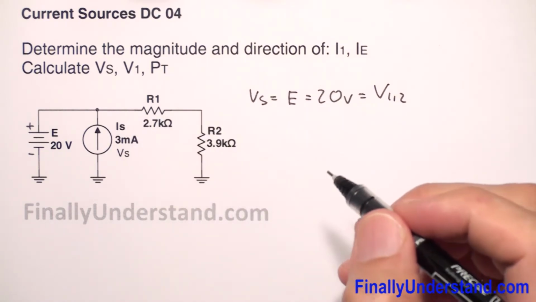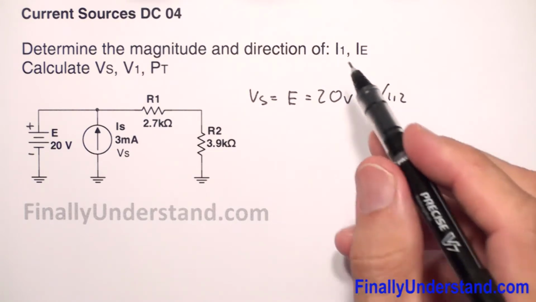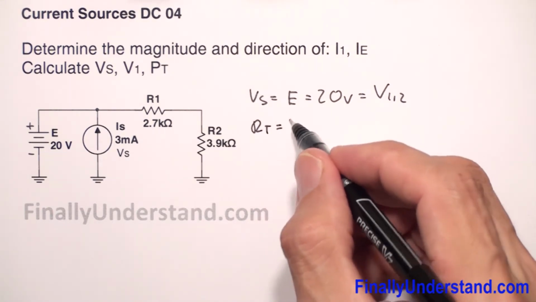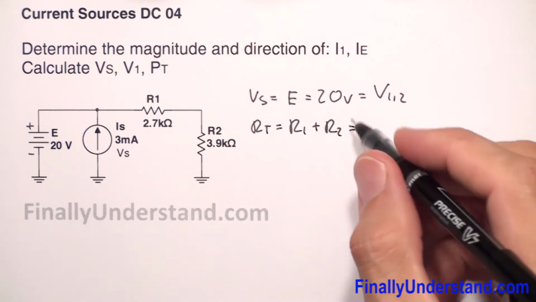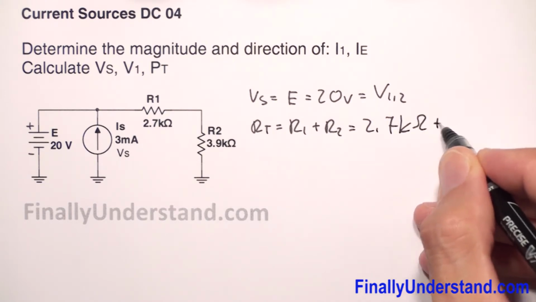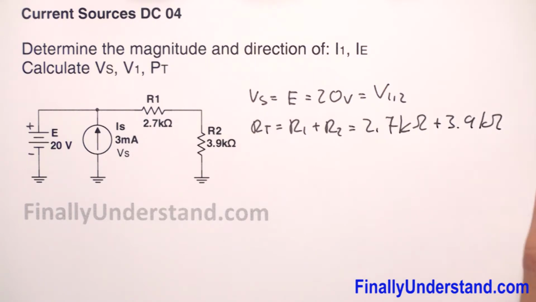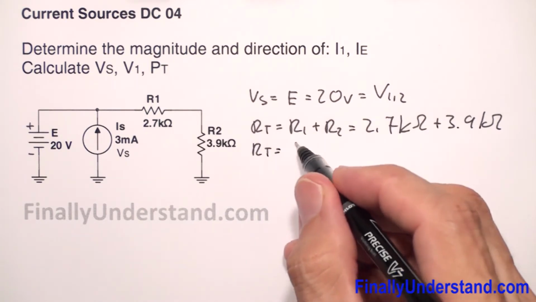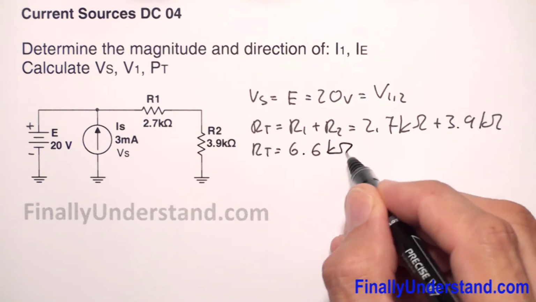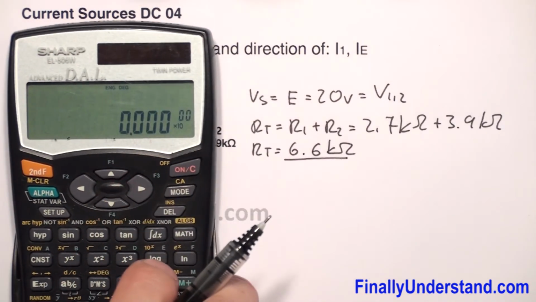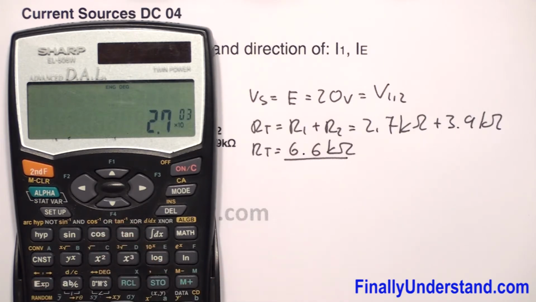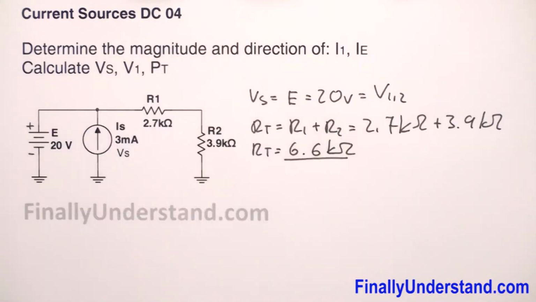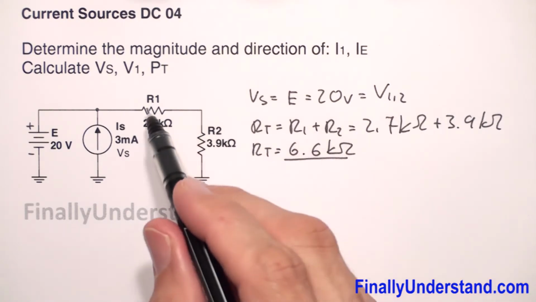Next I'm supposed to find I1. In order to find I1, I'm going to simply first find total resistance. R total is equal R1 plus R2. R1 is equal 2.7 kilo ohms plus 3.9 kilo ohms. So R total is equal 6.6 kilo ohms. If you don't see that, you can always use the calculator and simply add 2.7 exponent 3, because we talk about kilo, plus 3.9 exponent 3, this is equal 6.6 kilo. So I have total resistance of these two resistors.